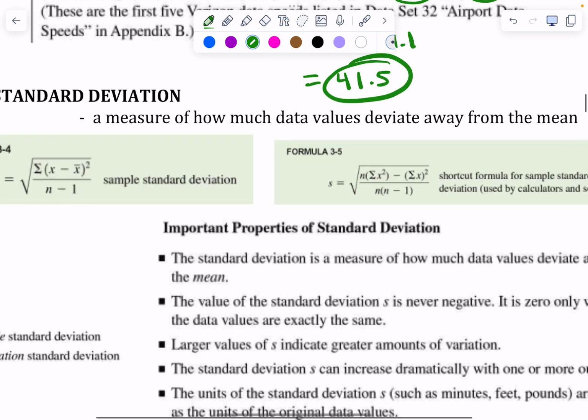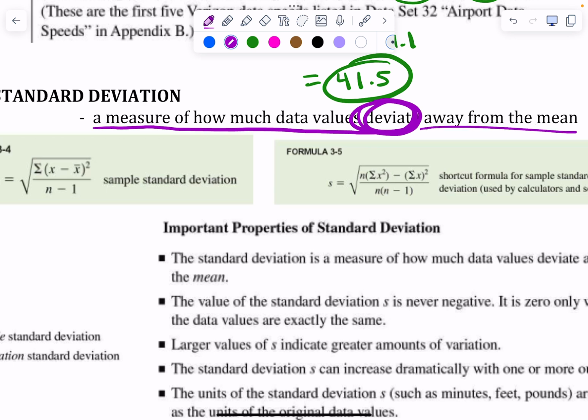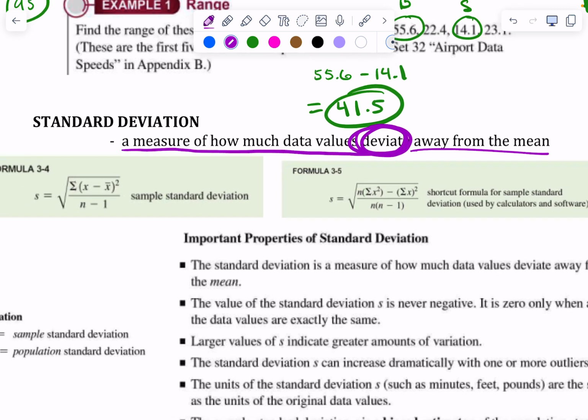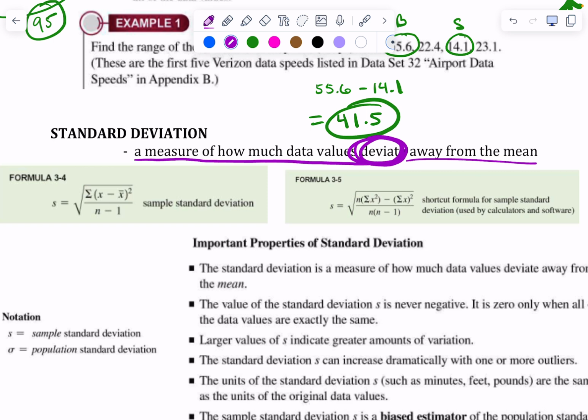Standard deviation. I've already talked about this, but it's a measure of how much the data values deviate away from the mean, or away from the average. How much are we deviating? A bigger standard deviation means that we have really spread apart data. A smaller standard deviation means all of our numbers are really consistent together, right? Now, what's considered a big deviation? What's considered a small deviation? It depends on what your data is.